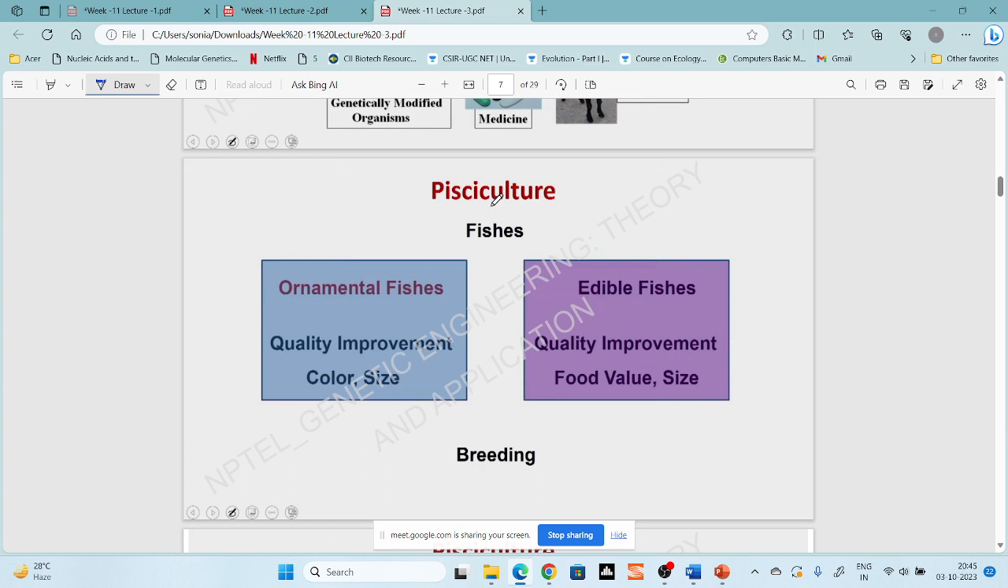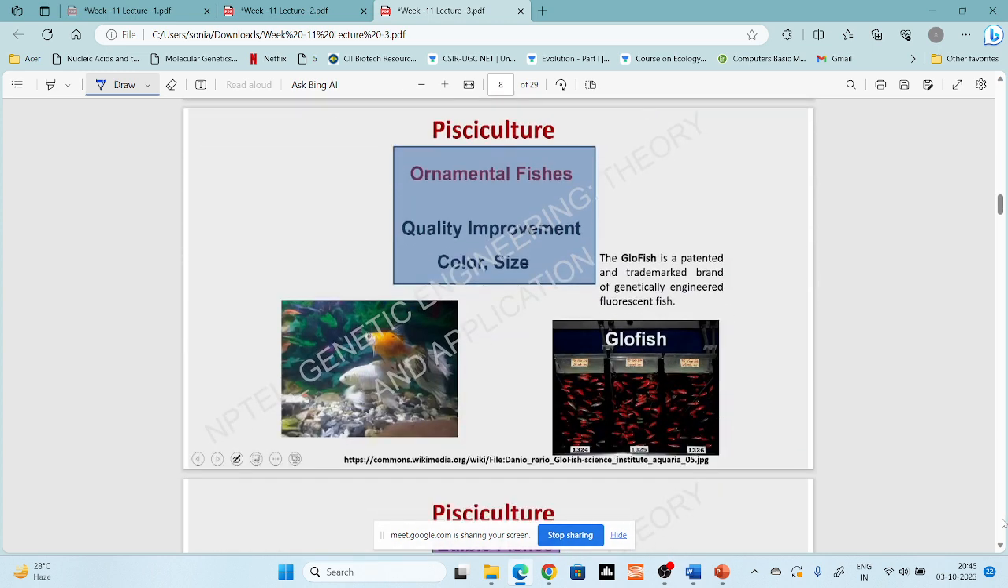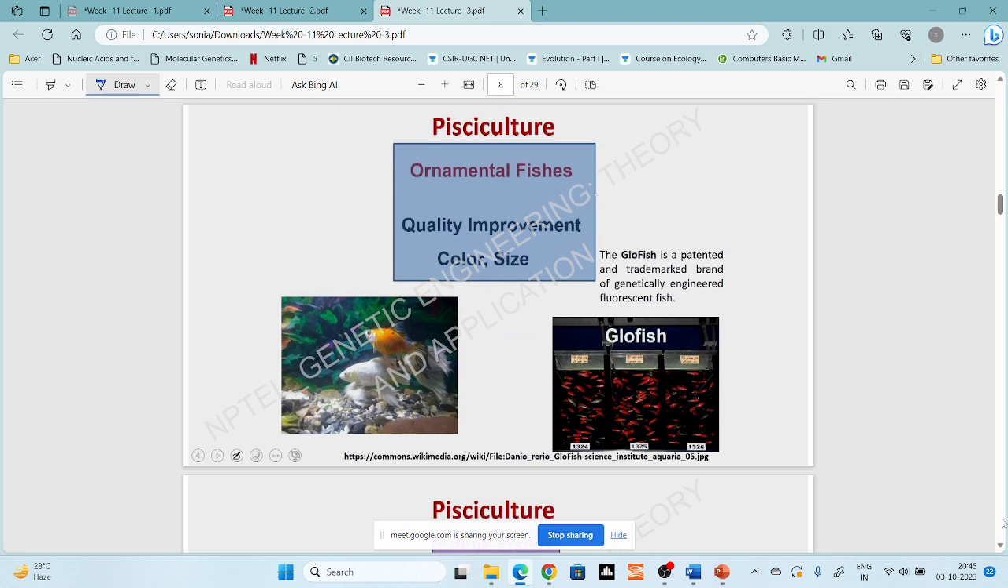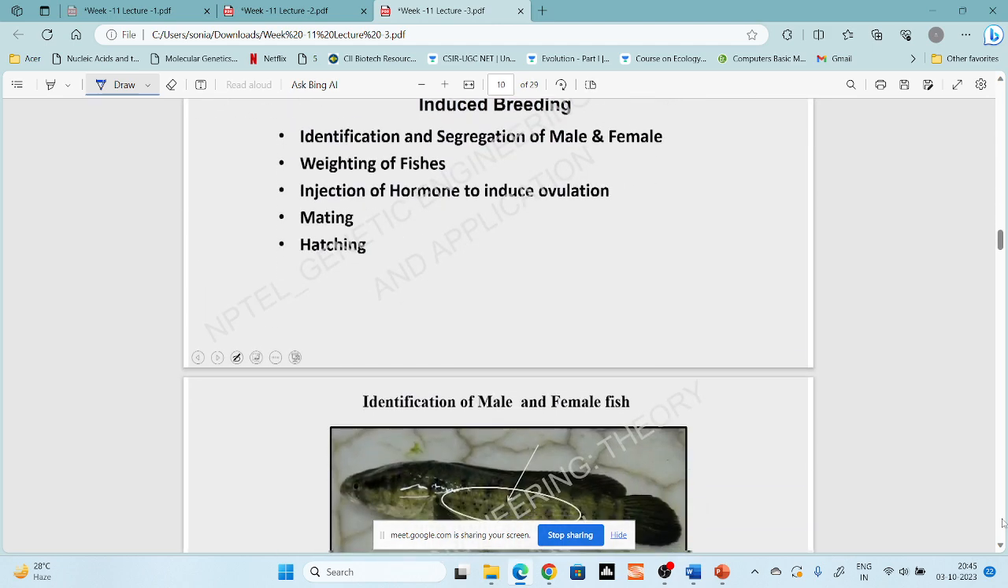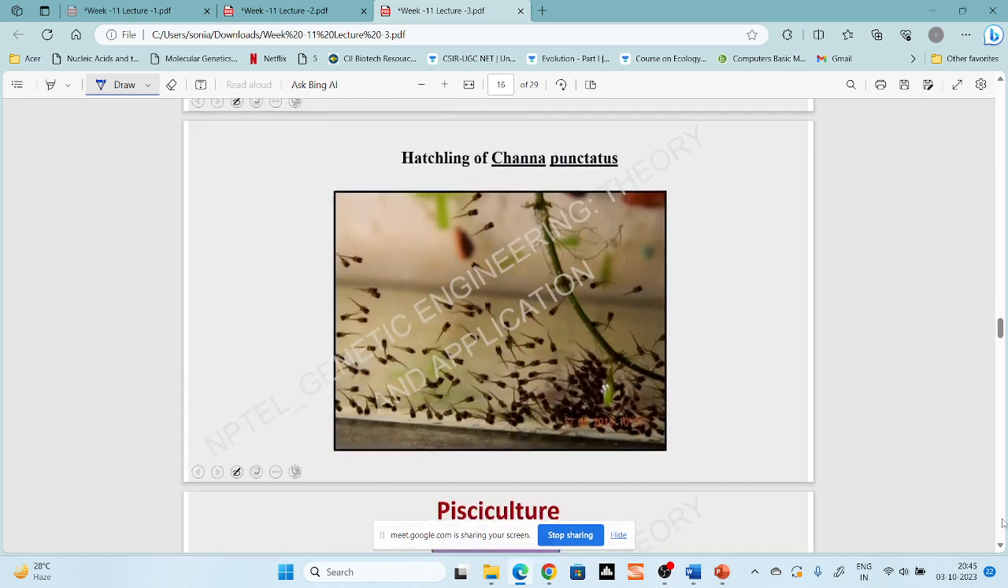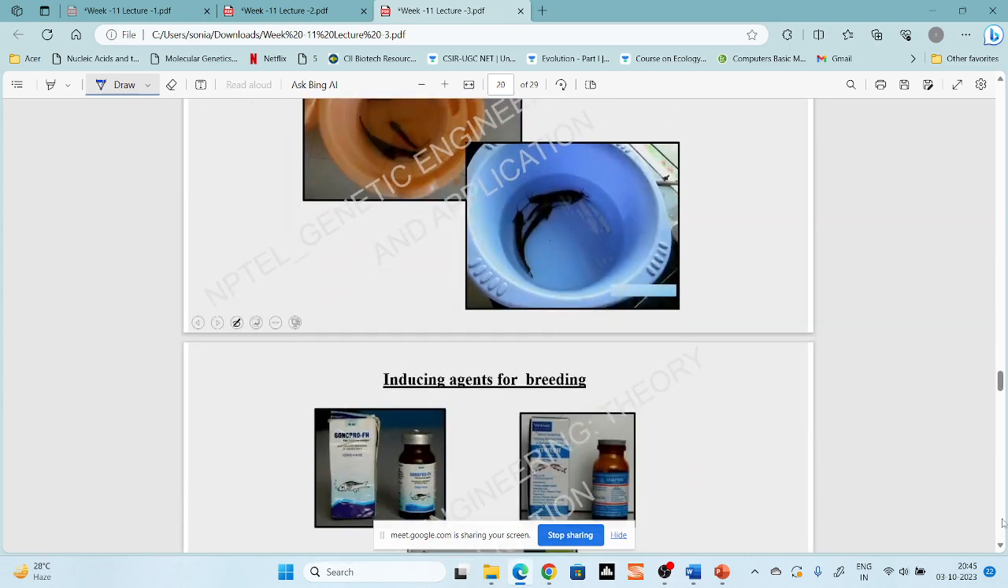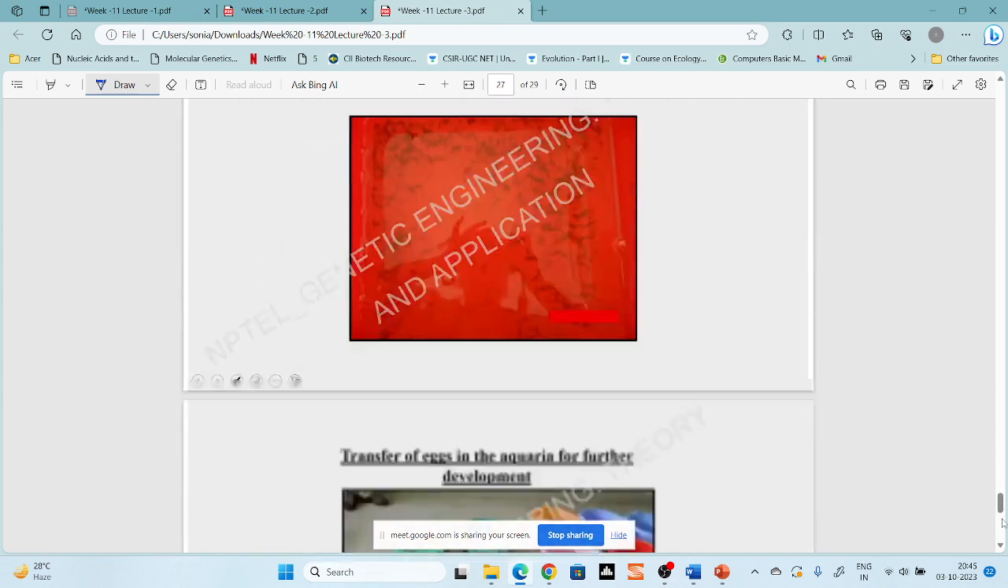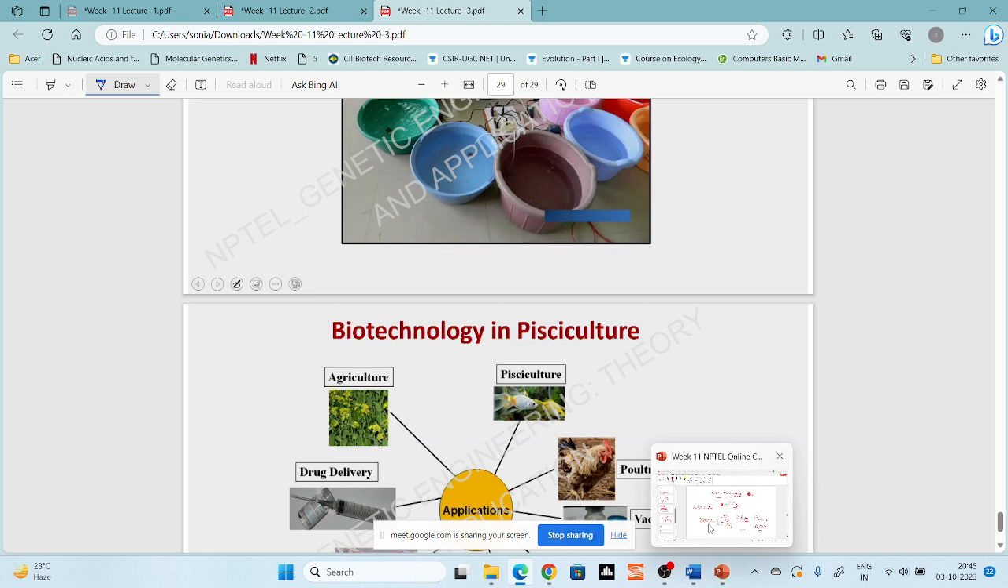And then in pisciculture, you have again the breeding for creating some ornamental fishes or edible fishes. And in ornamental fishes, like we have glowfish, which has fluorescence in it. So you can have the improvement in the quality, the color, the size. This is all, it's not much explanatory. These are just some small points that you can go through. Now we'll just solve some questions.